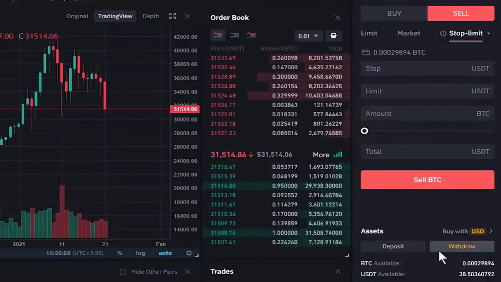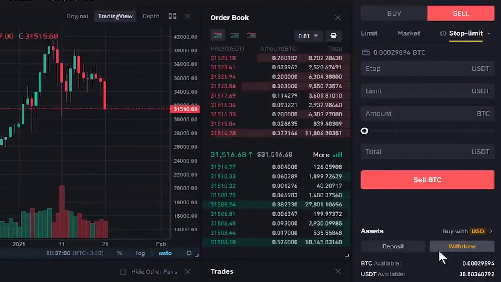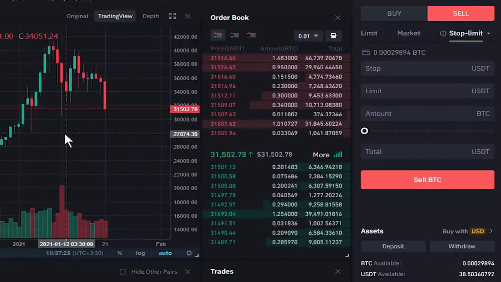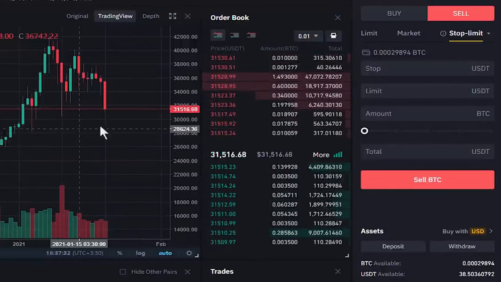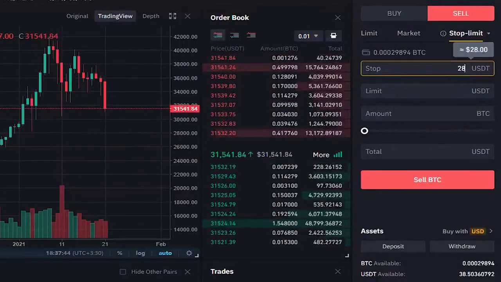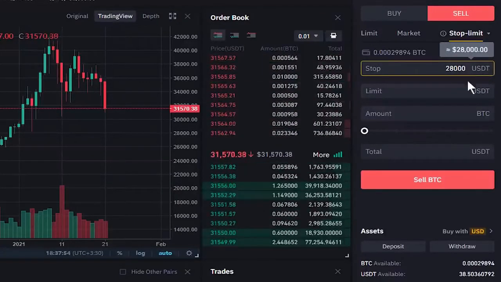The main usage of a stop limit order is for managing risk, setting a stop loss order specifically. Consider, for example, you want to set your stop loss here on 28,000. So we go to stop limit order, we set the stop price on 28,000. And this is the trigger for the limit order that we want to set now.